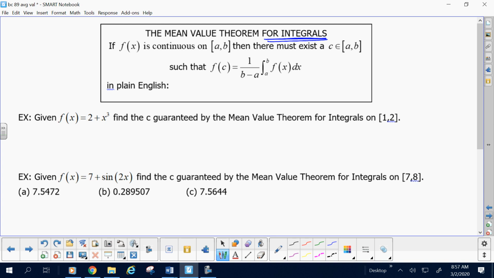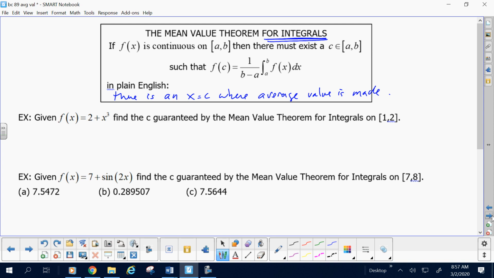This is the mean value theorem for integrals. If a function's continuous on a closed interval, there must be a point inside or even at the endpoints such that blah-blah-blah. Now, if you were to put that in plain English, you would say there is an x equals c where the average value is made. And if it's the case that they want you to find that, then you're really working both sides of this average value, okay?